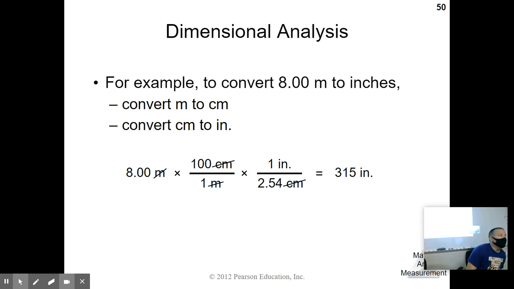Now, looking at the answer there, how many sig figs does that answer have? 3. So it matches the number of sig figs that our given has. Okay?